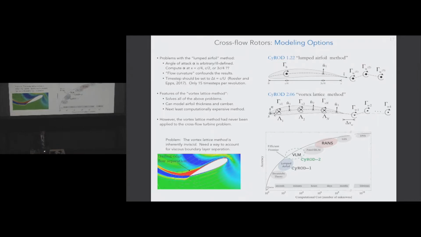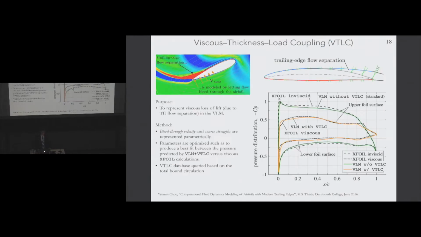And then what we're going to do is what I call viscous thickness load coupling. So in this viscous thickness load coupling, the scheme is to try to account for this trailing edge flow separation by allowing some of the flow to actually bleed through the airfoil. The standard vortex lattice method will essentially solve for the strengths of all those bound vortices in order to have the flow be tangent to the mean line of the airfoil.